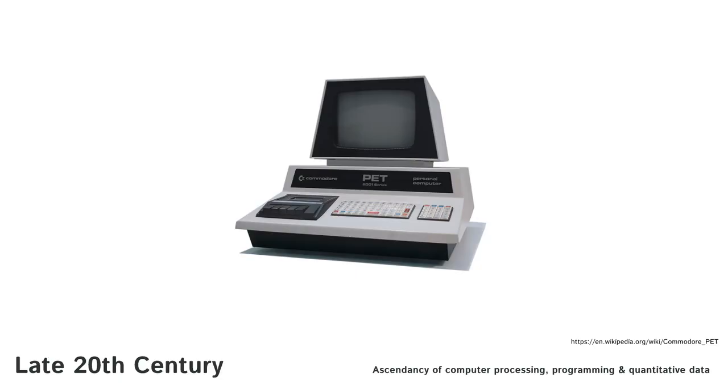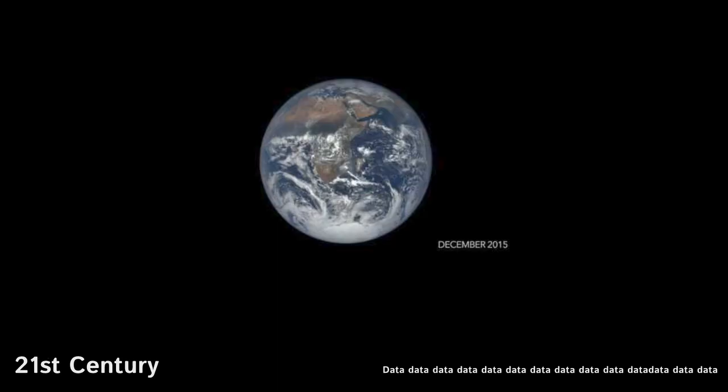So during the late 1960s and 1970s into the 80s, 90s, and now is the ascendancy of computer processing and programming and quantitative data. This is kind of the world that we operate in now, as opposed to paper maps. Although paper maps are a product of this world, what we're really interested in is the data and processing the data from a quantitative perspective.